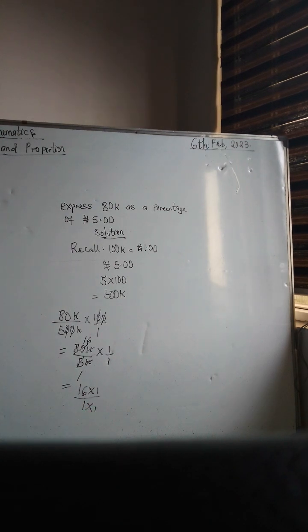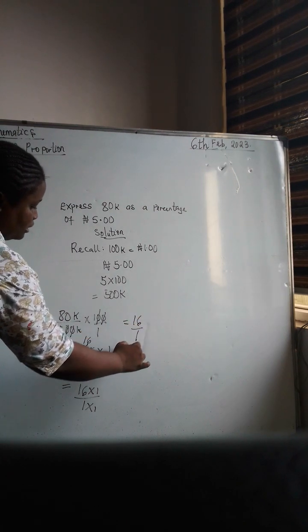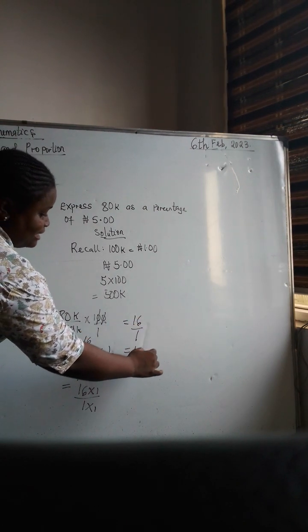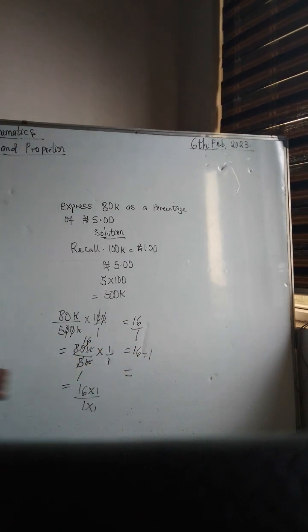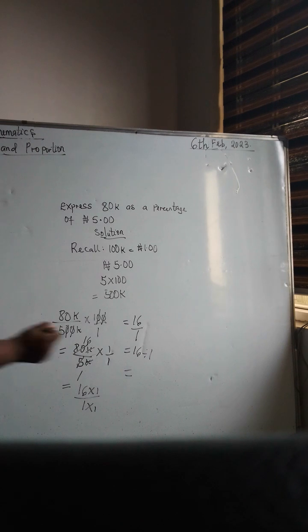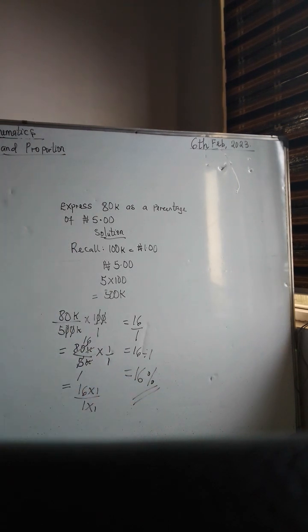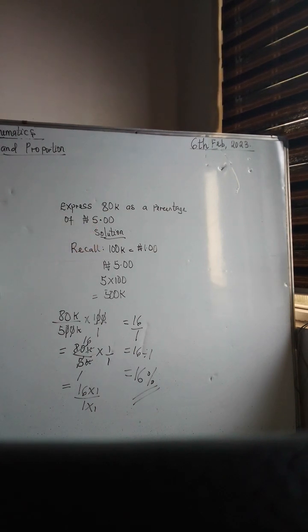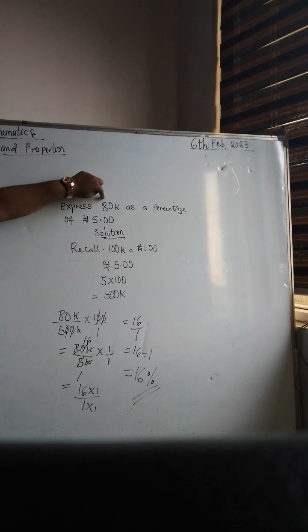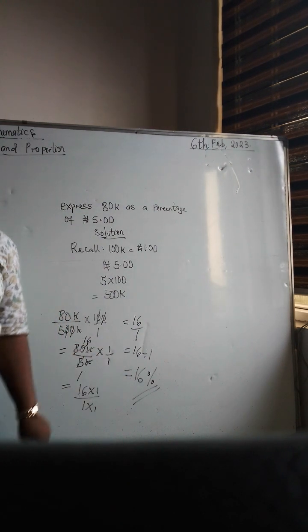Is that true? So if I have 16 times 1 over 1 times 1, this becomes 16 over 1, which is the same thing as saying 16 divided by 1. Because they said we should express as a percentage, it becomes 16%. So if I have 5 naira, and out of that 5 naira I've given you 80 kobo, it means I've given you 16% of my 5 naira.